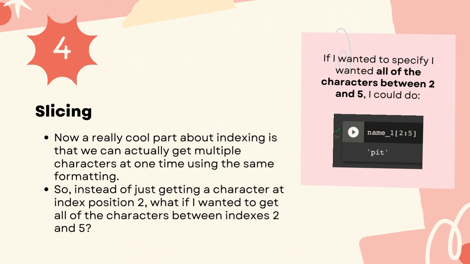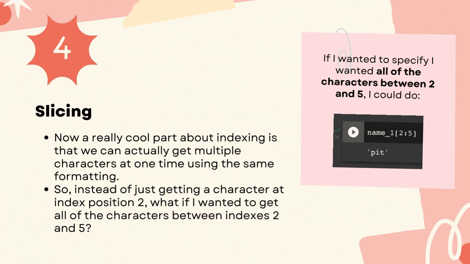I can get that using something called slicing, which is taking a slice of the string. Thankfully, we use the same syntax here, but change it up a little bit. If I wanted to specify that I wanted all the characters between 2 and 5, I could do name1 square bracket 2 colon 5 and then close my square brackets.